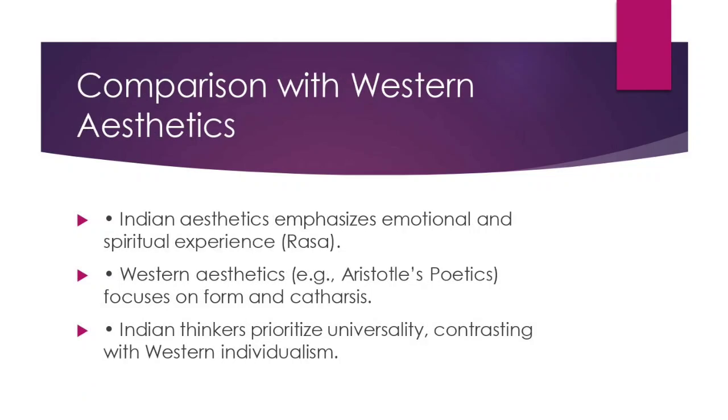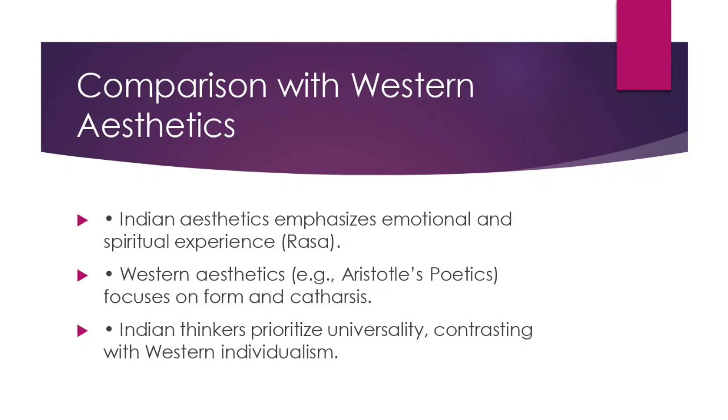Now, if we compare Indian aesthetics with Western aesthetics, it's essential to understand how Indian aesthetics differs from its Western counterpart. Indian aesthetics centers on emotion, while Western aesthetics often emphasizes structure and realism. Indian theories integrate spirituality with art, as seen in Santarasa representing the ultimate peace, while Western aesthetics, on the other hand, tends to separate art from spirituality.